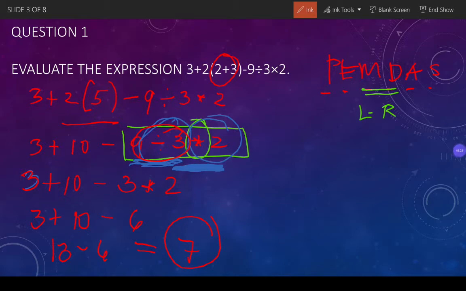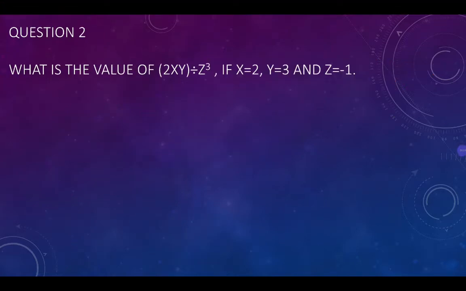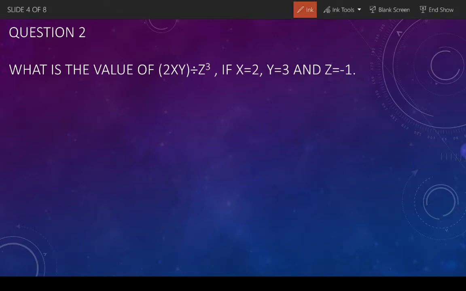Next question. So, question number 2. What is the value of 2xy divided by z cubed if x is equal to 2, y is equal to 3, and z is equal to negative 1? So, let us write it. We have 2xy divided by z raised to cube. So, yan. It is just a matter of substitution. We're going to substitute the value of x, y, and z doon sa expression.